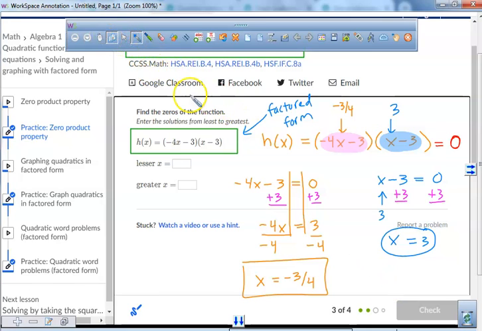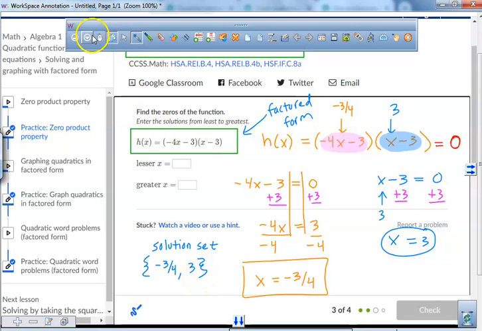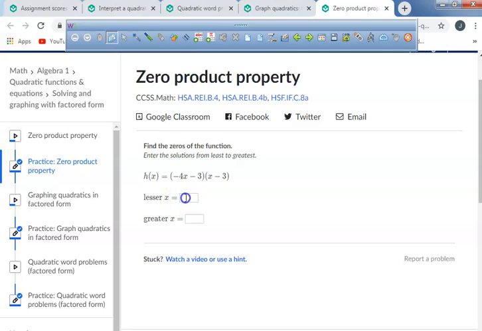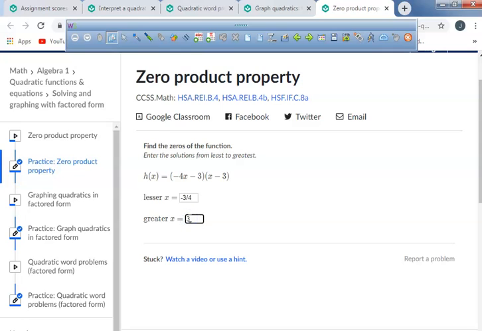All right, so what was one? Oh, by the way, do you see where it says lesser? That means right here, which of these is the least? Yeah, the negative 3/4. Now, if you were to write this as a solution set, you would write negative 3/4, comma, 3. This is how you would write it as a solution set. So I want you to understand what solution set brackets look like. These are solution set brackets. This one's prettier than this one, okay? But there's the least, there's the greatest. So I'm going to go and type those in. Negative 3 divided by 4. That's the lesser, and the greater was 3.